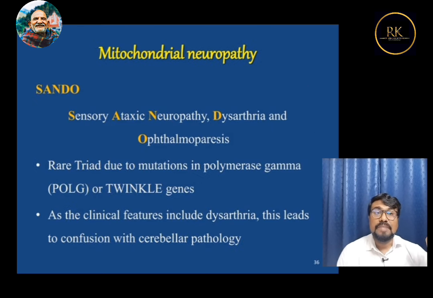Then mitochondrial neuropathies in the form of SANDO, that is sensory ataxia, neuropathy, dysarthria and ophthalmoparesis. This rare triad is due to mutation of the polymerase gamma or Twinkle genes. As the clinical features include dysarthria, this can lead to confusion with cerebellar pathologies.